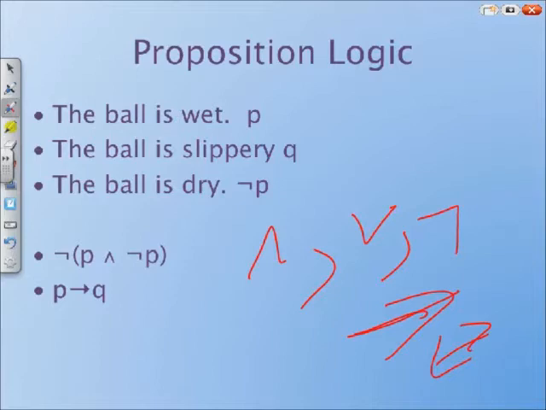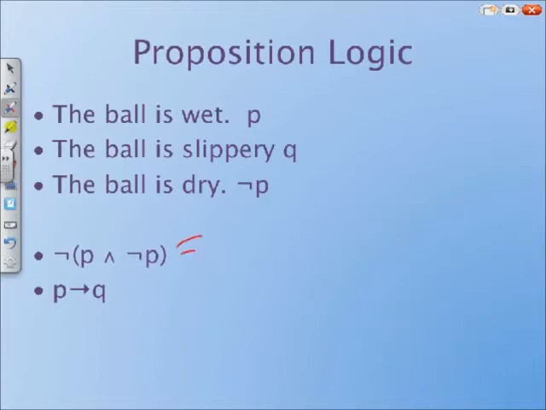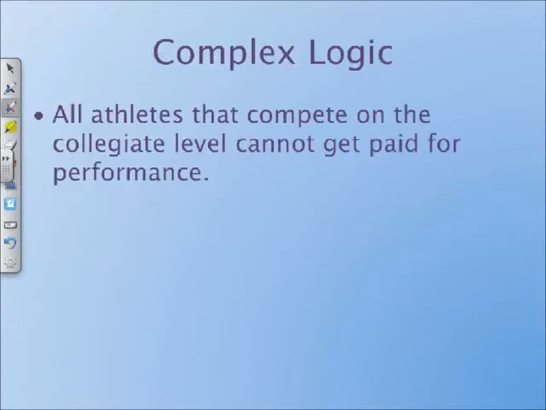If the ball is wet, then it is slippery. If P, then Q. This is your classic conditional operator. We can also form a tautology here, which is it is not the case that the ball is wet and dry. Not (P and not P) is true because P and not P is false.